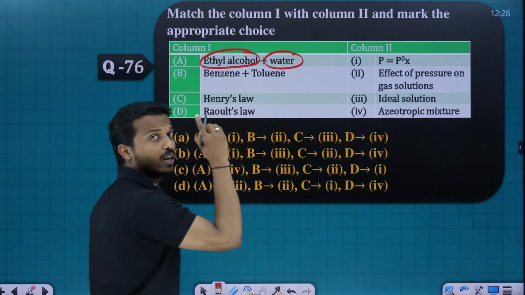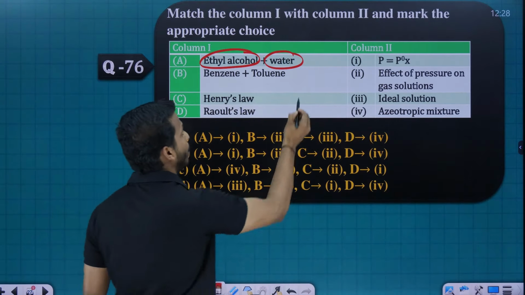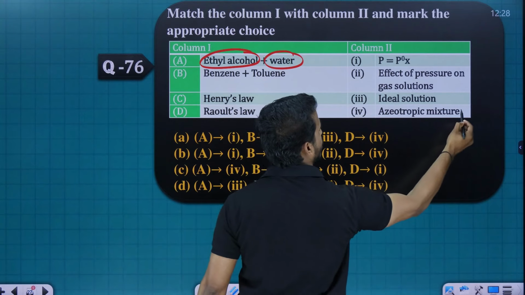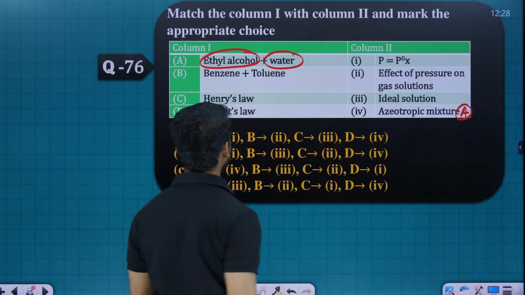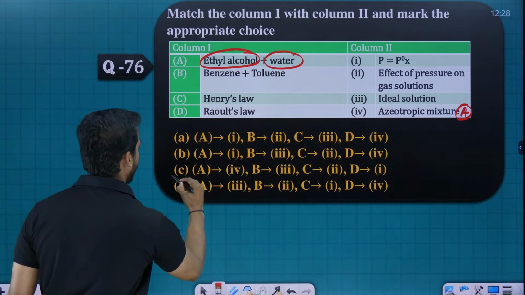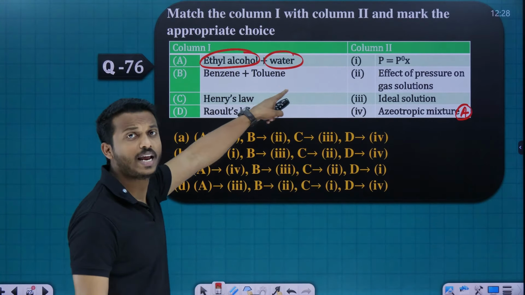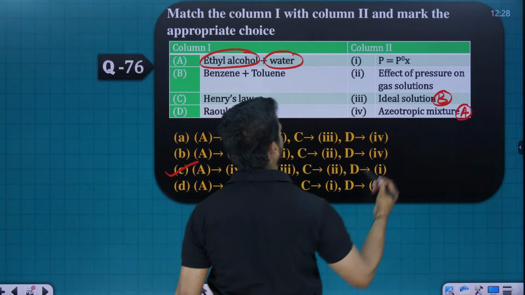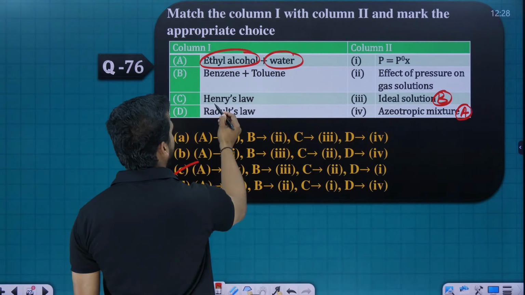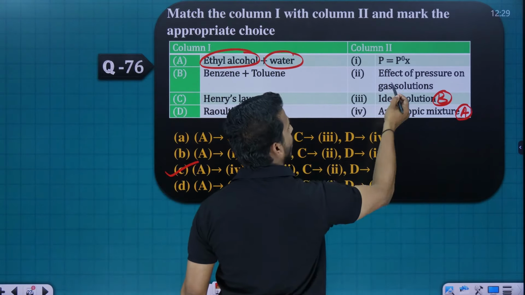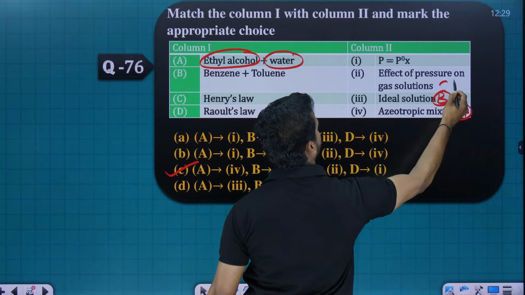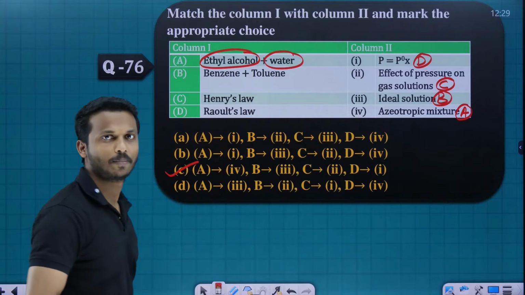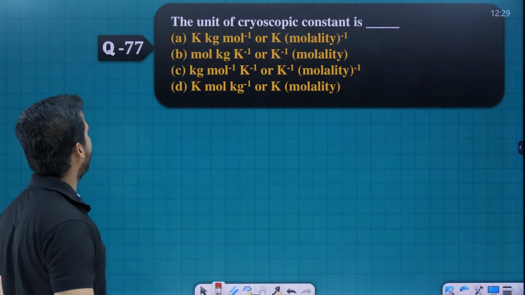Again, ethanol and water, alcohol and water, all are what? Positive deviation. Positive deviation means they form azeotropes. So this is A, A4. A4, that is only answer C. Next, benzene and toluene is an ideal solution. Yes, it is B. B with the third one, yes. Henry's law, yes, this is the effect of pressure on gas, right? This is Henry's law and this is our Raoult's law. D with the first one. Clear, all of you? Question number 77.